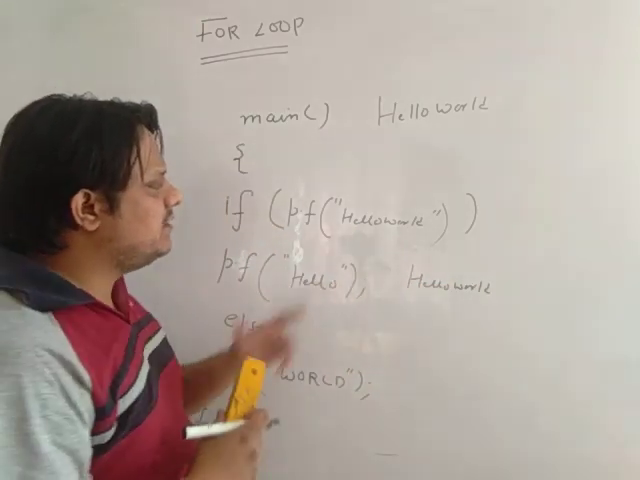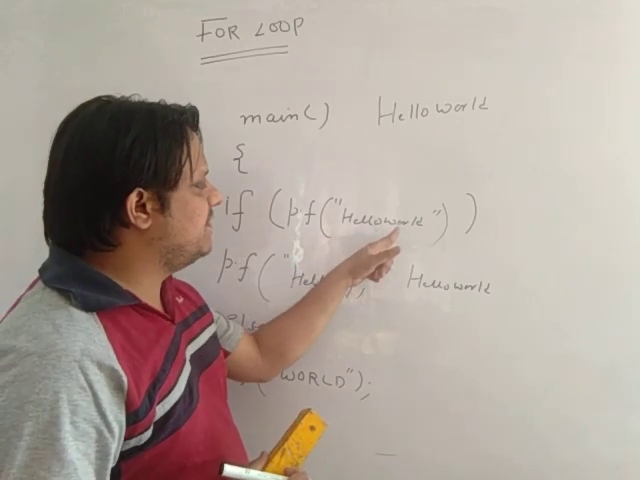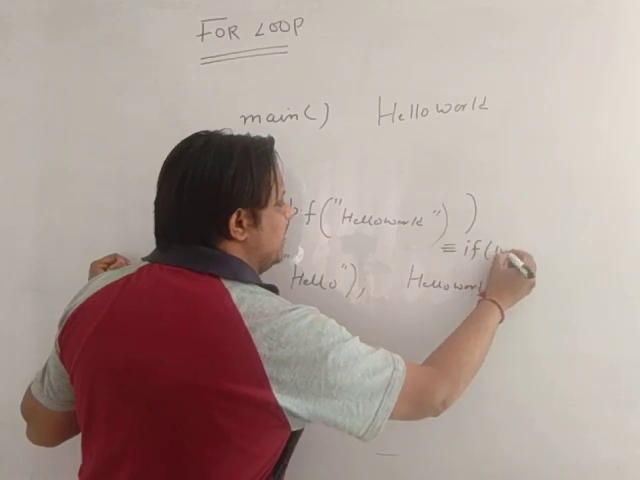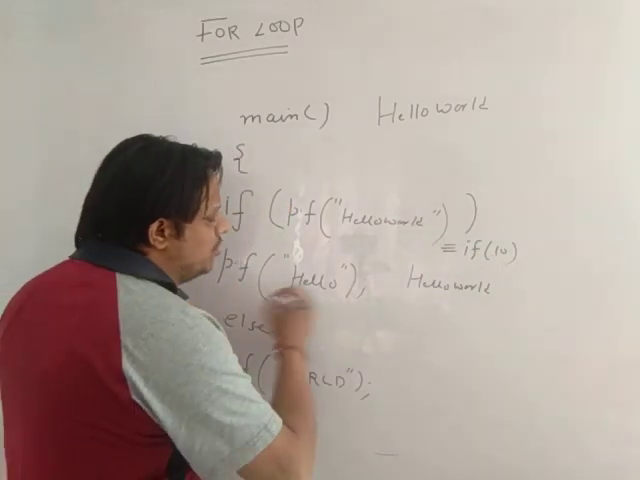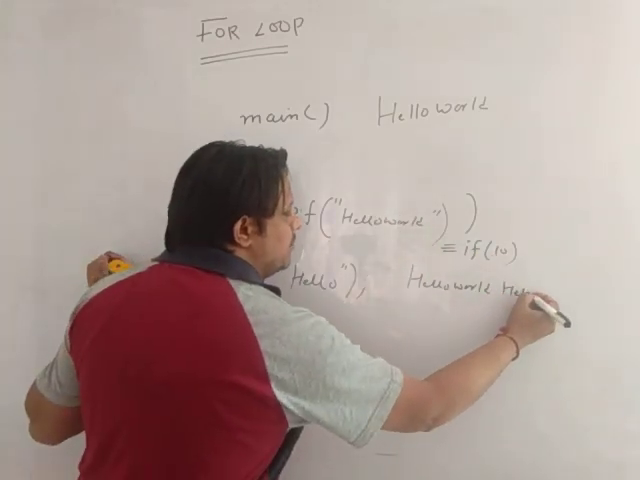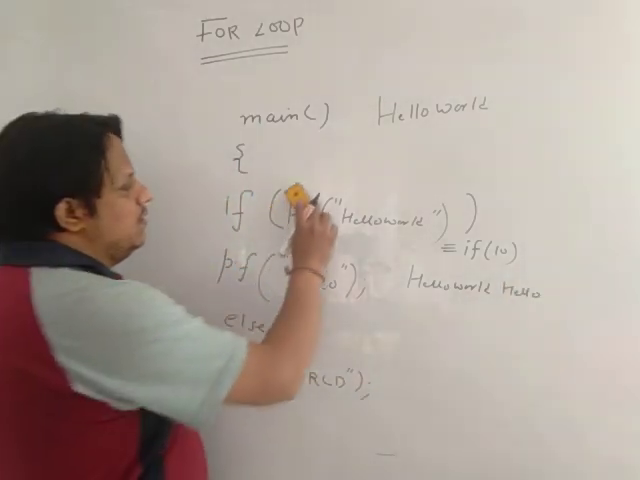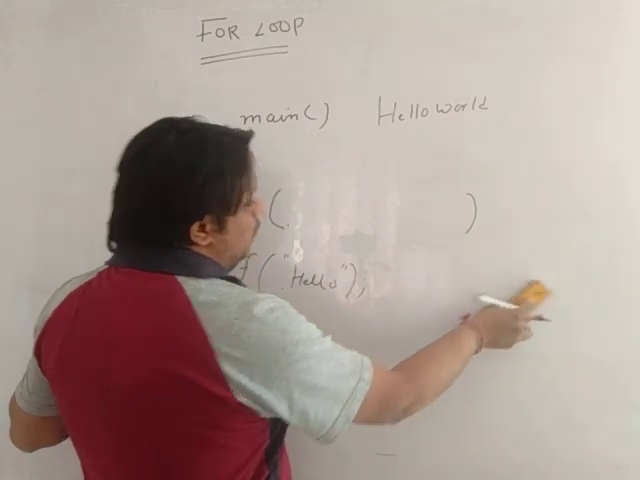Then the number of characters is 1, 2, 3, 4, 5, 6, 7, 8, 9, 10. This becomes equivalent to if (10). Again this condition is true, so you are going to print the word hello again. So it will print hello world hello, but not hello world. So now, how can you print hello world?